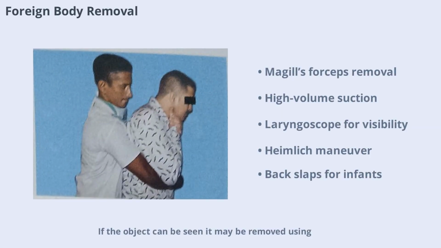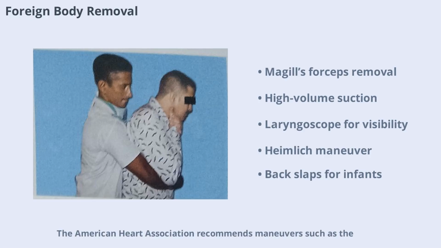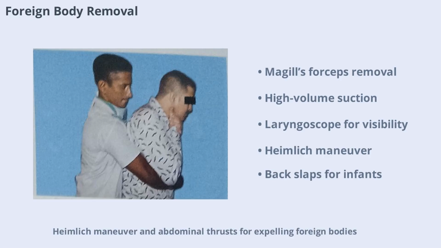If the object can be seen, it may be removed using Magill's forceps or high-volume suction apparatus. A laryngoscope can improve visibility during the procedure. The patient may be encouraged to cough and expectorate the object. If these methods are unsuccessful, surgical intervention may be necessary. The American Heart Association recommends maneuvers such as the Heimlich maneuver and abdominal thrusts for expelling foreign bodies. Children under 1 year require a combination of back slaps and chest thrusts while maintaining a head-down position.